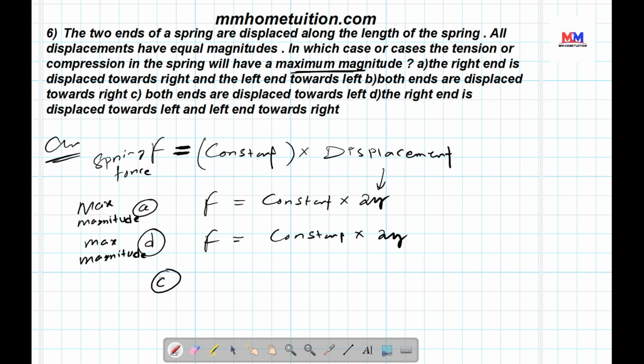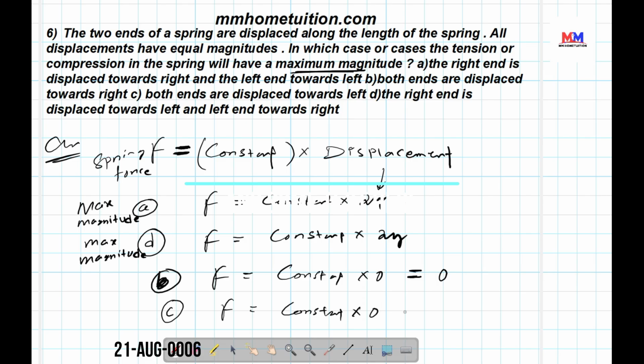In case of option B, both the ends are displaced towards right. So force equals constant into displacement, and the relative displacement is 0. As force equals constant into 0, force is 0. So option B is not possible. In case of option C, both the ends are displaced towards left, so force equals constant into 0. That force equals 0.